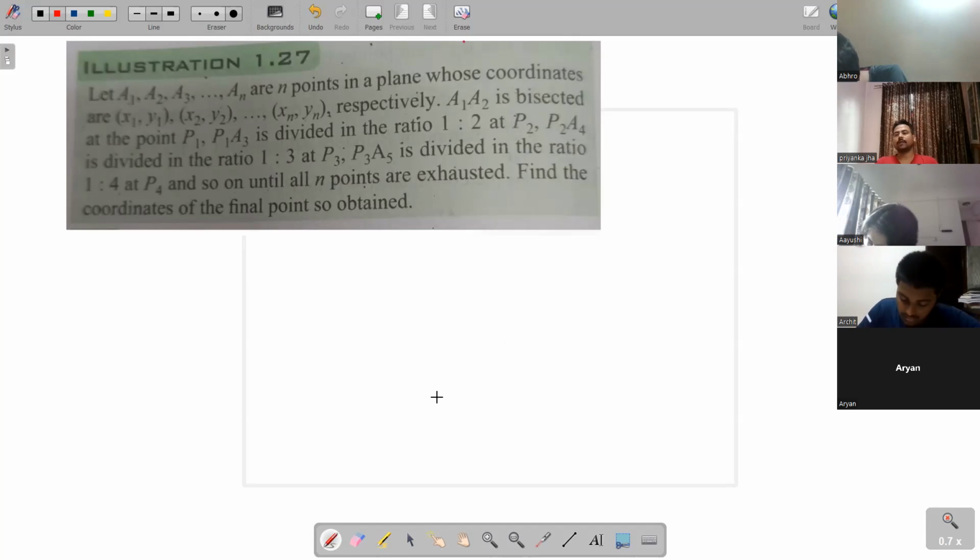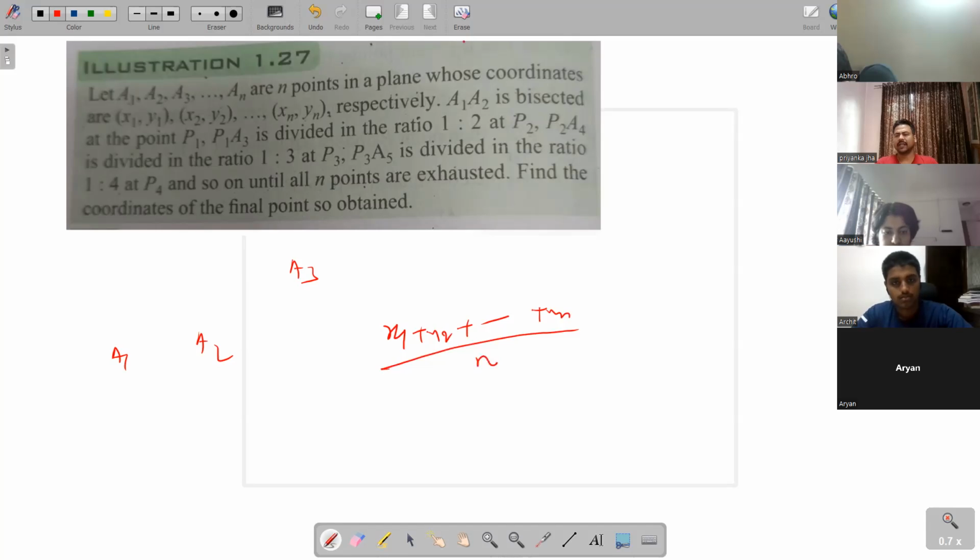Don't do the complete thing. See, I'll tell you. The question says that A1, A2, A3, AN are n points in a plane. Whose coordinates are there? Suppose A1... x1 plus x2 plus x3, increasing one by one. So the last point would be x1 plus x2 plus up to xn upon n. Look, see.